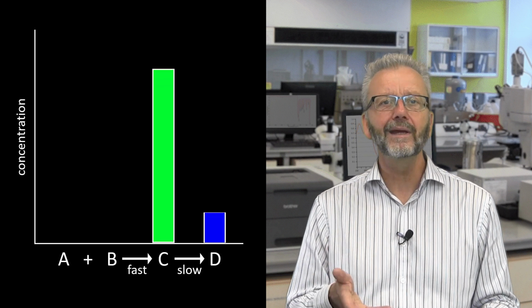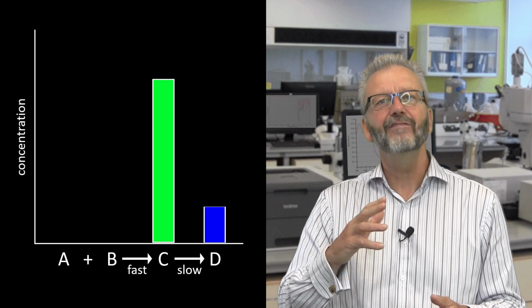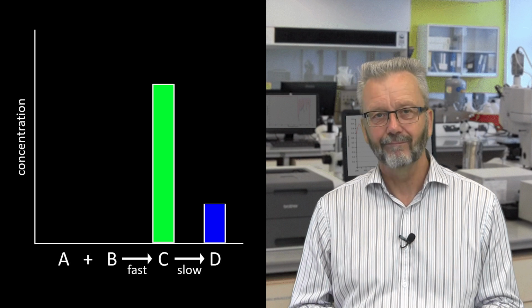Eventually, A and B run out, and the final step trundles on producing D until it exhausts all of C. In terms of our overall reaction, the rate of appearance of D was dominated by that second step. No matter how fast C was produced, the second step slowed down the production of D. Under these conditions, we have 2 steps, but the second step determines the overall rate. We say that it is the rate determining step.